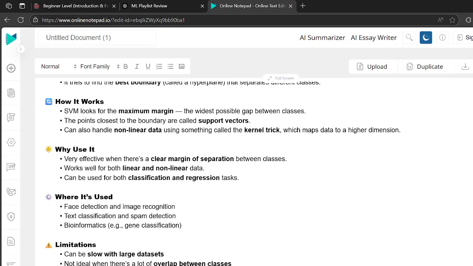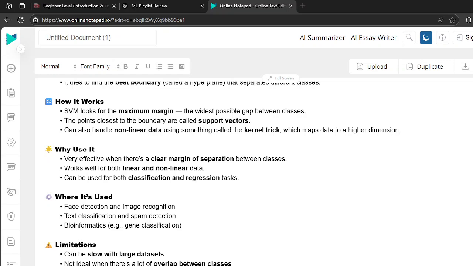So why do we use it? It is very effective when there is a clear margin of separation between classes, right? The gap. It also works well for both linear and non-linear data. So you can use it for linear data, you can also use it for non-linear data, and it can be used for both classification and regression tasks. So you can use it to classify, and you can use it for regression.